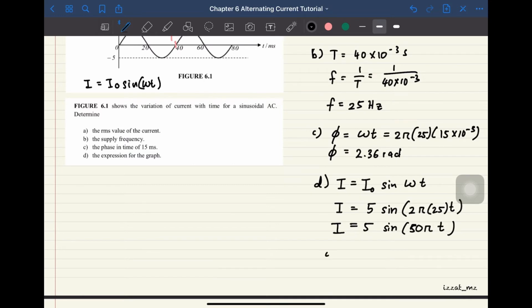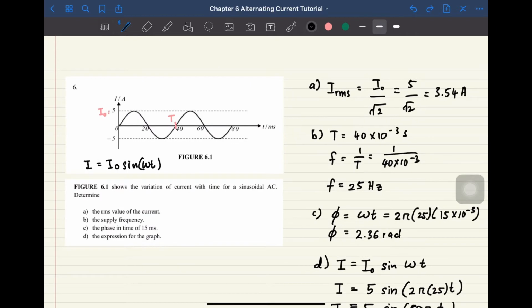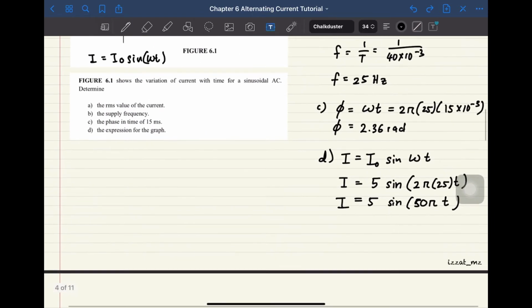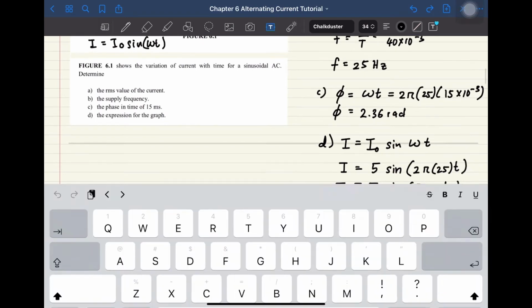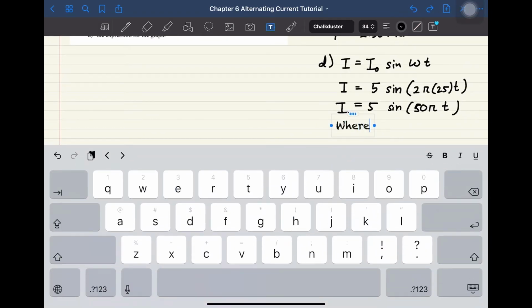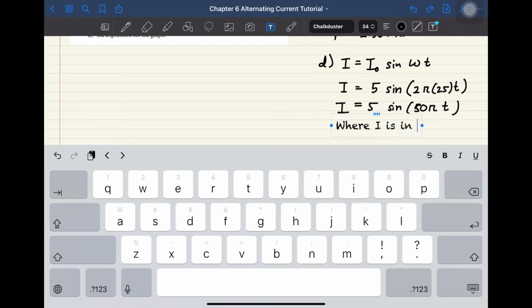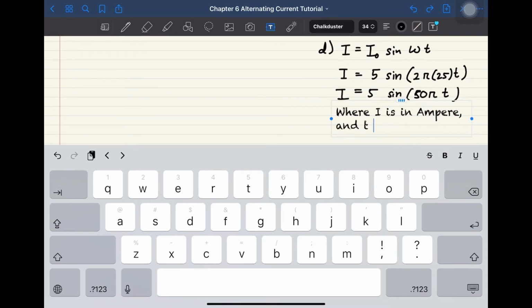Where, okay, this one my writing is bad. You have to write the unit, where I is in A and T in second.